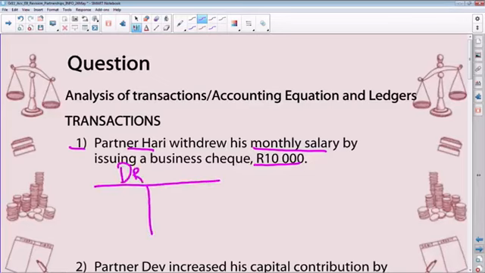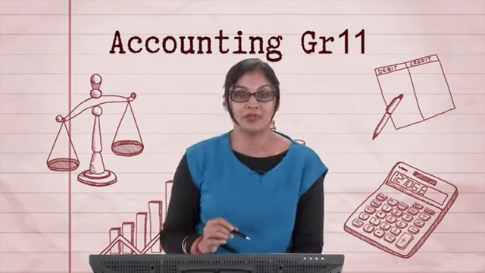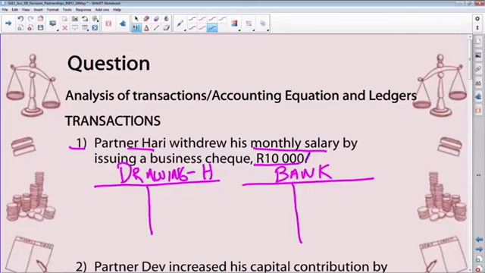So the two accounts affected will be the following. The first account is drawings. And remember, when it comes to a partnership, you've got to specify the name of the partner. And the second account, he's issuing a business check. So the second account is bank. Okay, you guys got that. Right, let's now look at what's going to happen to drawings, what's going to happen to bank, which account will get debited, which account will get credited. I'm going to start off with bank first. Bank is an asset. Right, and we all know assets increase on the debit side, they decrease on the credit side.